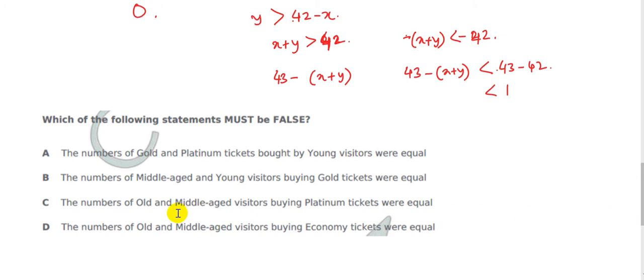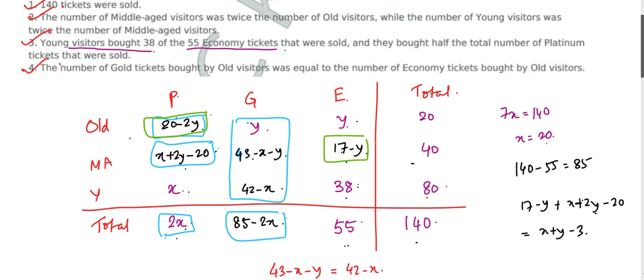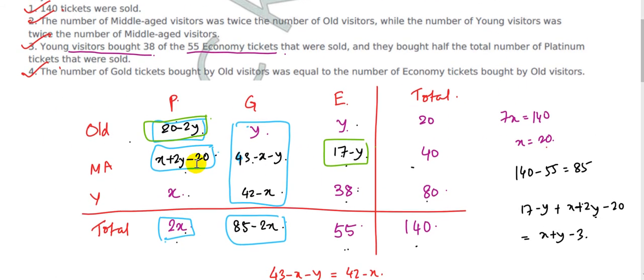The third one, old and middle-aged visitors buying platinum tickets were equal. So 20 minus 2y equals x plus 2y minus 20. So that means x plus 4y is 40, right? So we already saw that is possible. That was the first one. So no problems there.